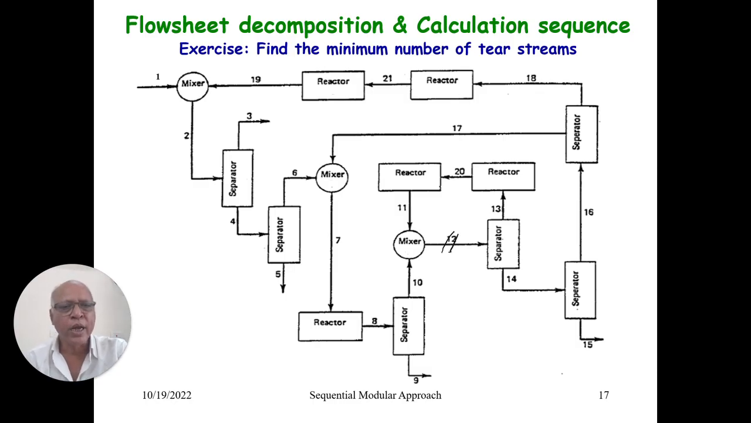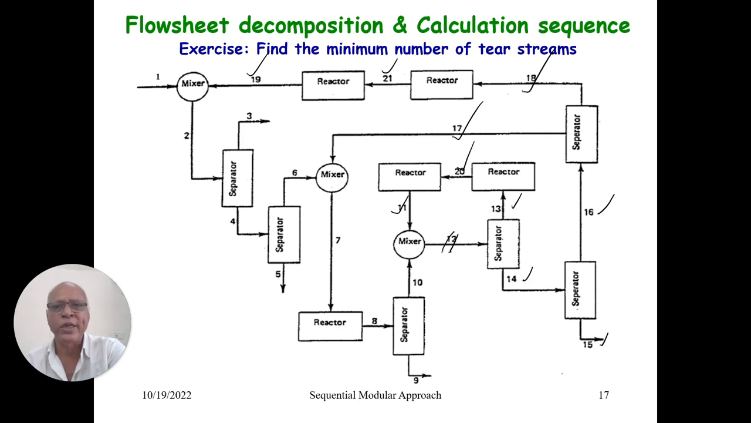Knowing this stream, I should be able to solve the separator to calculate 13 and 14. Then solve this reactor to calculate 20. Then solve this reactor to calculate 11. But can I solve this? I don't know 10, so I will not be able to solve this. But look at this side. Because 14 is known, I should be able to solve this unit to calculate 16 and 15. Then I should be able to solve the separator to calculate 17 and 18. Then I don't know 6, so I will not be able to solve this. But I will be able to solve this reactor to calculate 21. Then I should be able to solve this reactor to calculate 19.